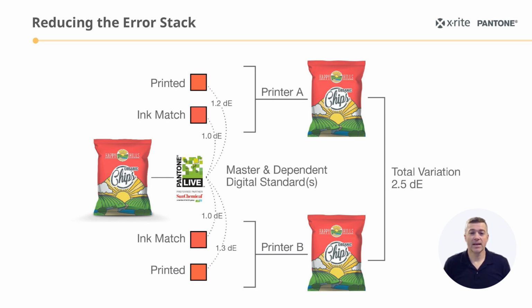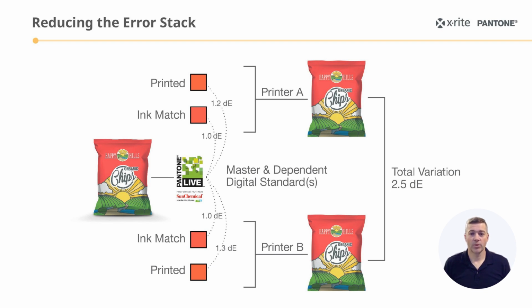Looking at our chip bag example from earlier, by implementing digital standards, we were able to reduce the error stack from a total variation of 6.2 delta E down to 2.5 delta E. This level of consistency is critical when products reach store shelves. A brand's colors need to look the same, whether they're printed in one location or across multiple regions. Without a reliable standard, slight variations can create an inconsistent brand experience, which can impact customer perception.